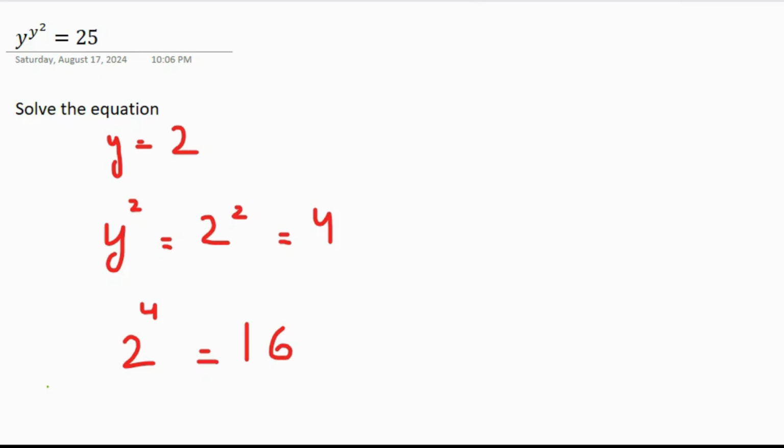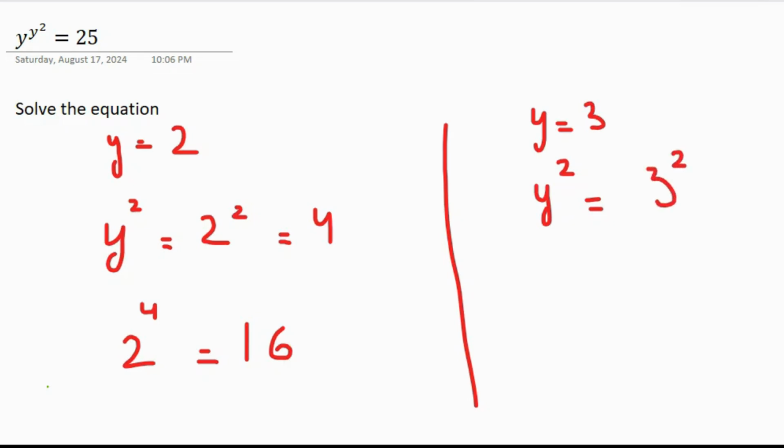Now let's look at another one. Let's say our y value is 3. Like we assumed y as 2, we can also take y as 3. So if y is 3, then y to the power 2 is equal to 3 to the power 2, and that would become 9. So in this case, it would become 3 to the power 9, and it would be 19683.